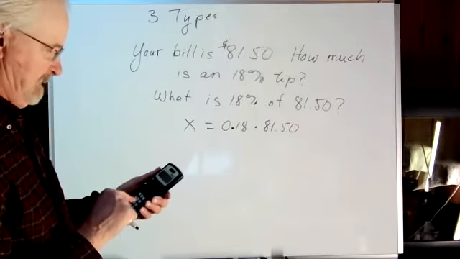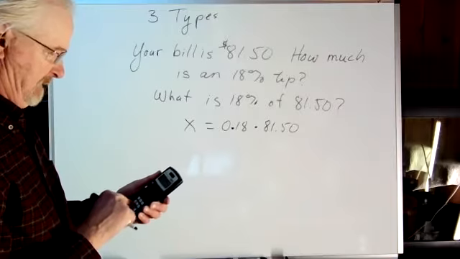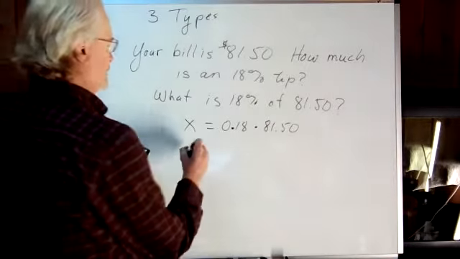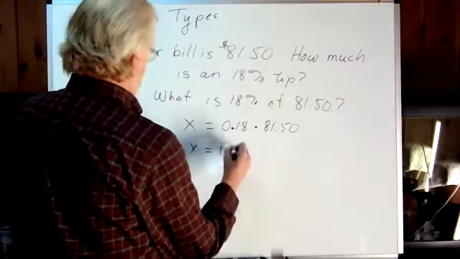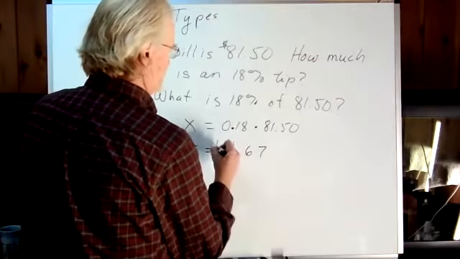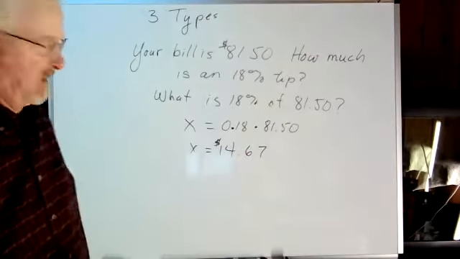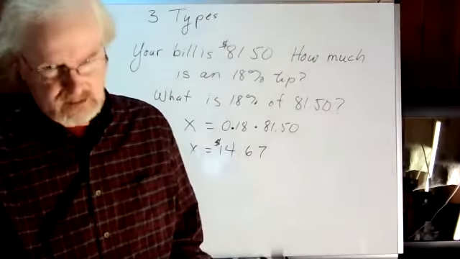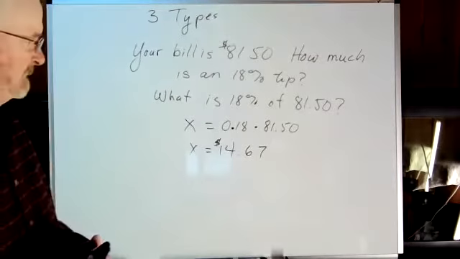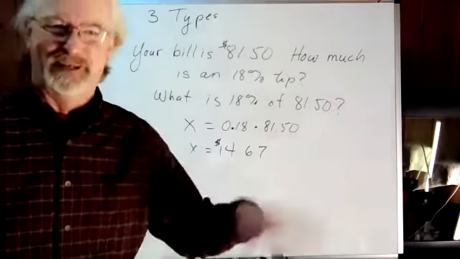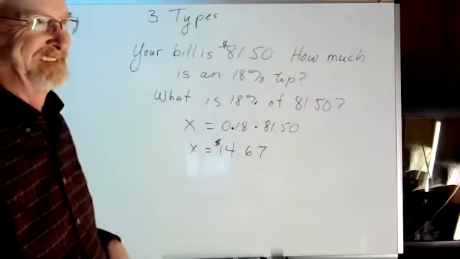So 0.18 times 81.50 is $14.67. I think I'd be a bigger tipper, just round to 15 bucks. You know what they might do in the real world, but we're figuring out how to make it add nicely to the original bill. That's all side stuff you might really do in reality.